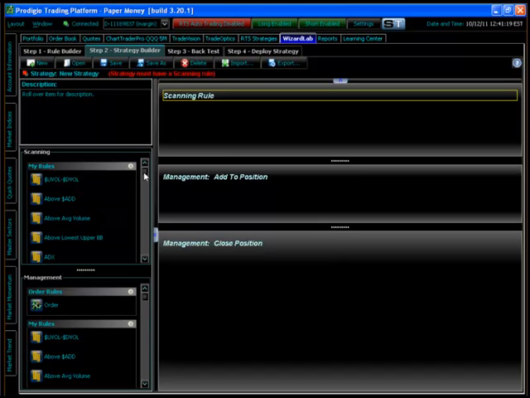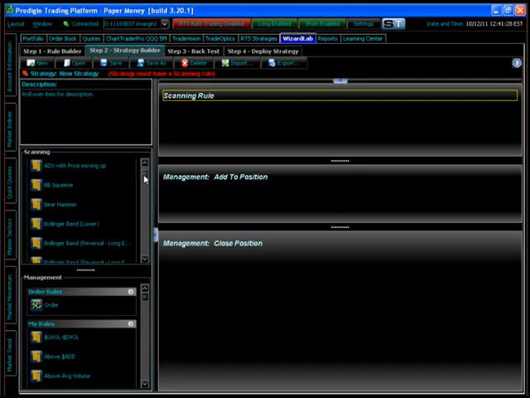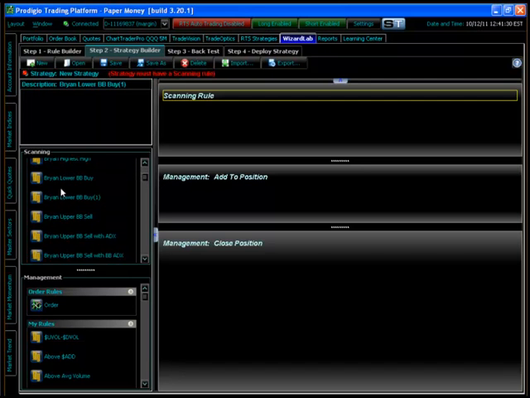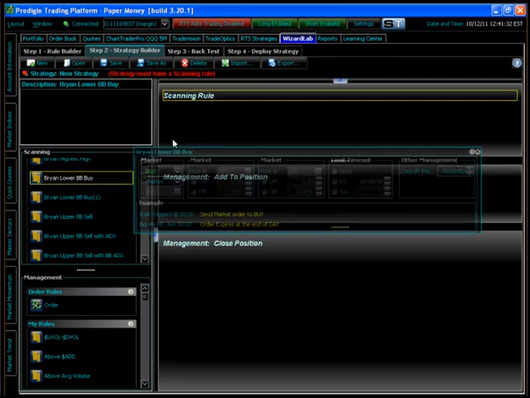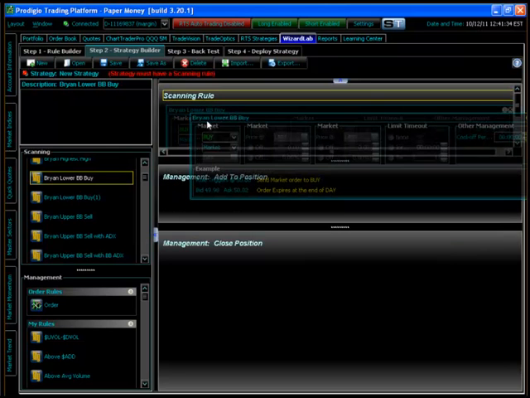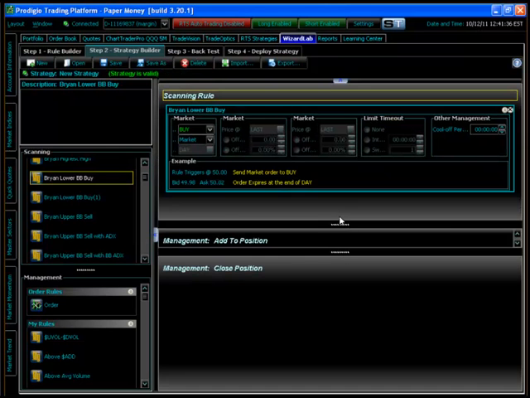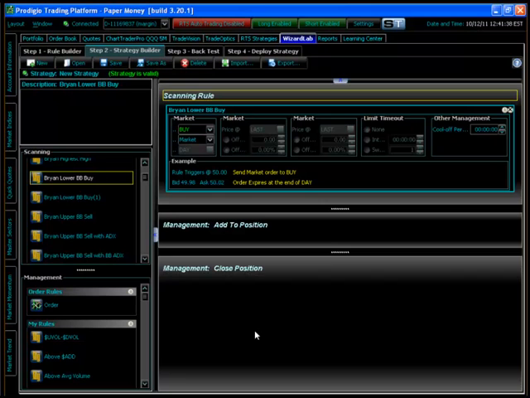A strategy is nothing more than combining rules together and saying what you should do when that rule triggers a signal. So, for example, I was looking at the study called Brian Lower BB Buy. I can drag this out into the scanning rule. And a strategy has different parts. It's built according to how I want a system to robotically trade something.